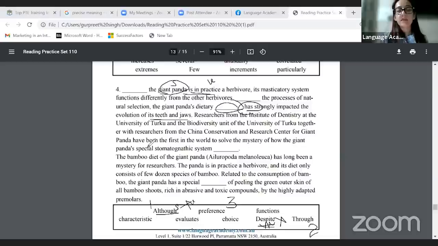And then they say pandas have been the first in the world to solve the mystery of how the giant panda's special system dash. The system is singular. We need a verb with S, how the system functions or how the system evaluates. Evaluation is judging someone or something. So we'll go with how the system works. Works means how the system functions.